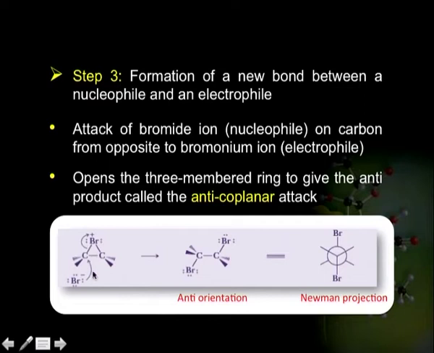Because this is a planar molecule, there was bromonium ion and the bromide ion has attacked from the opposite side, therefore, we call it as anti-coplanar attack, which results into the formation of the corresponding alkyl halide. Similar to what we observed in case of alcohols, that reaction happened to be a qualitative test for differentiating between primary, secondary and tertiary alcohols.